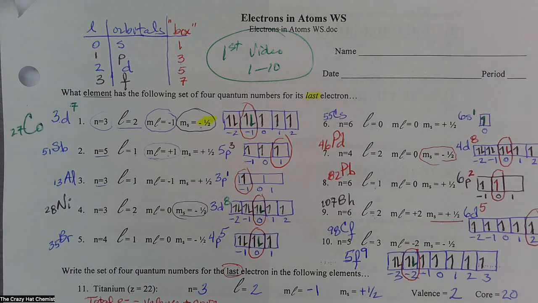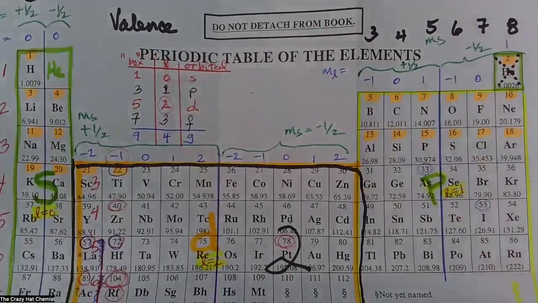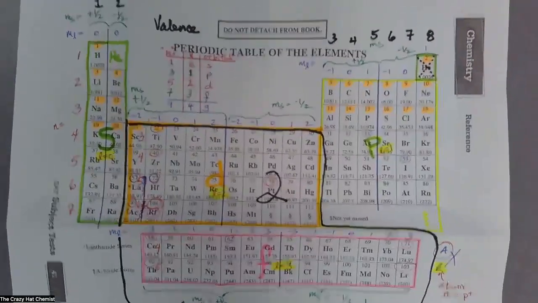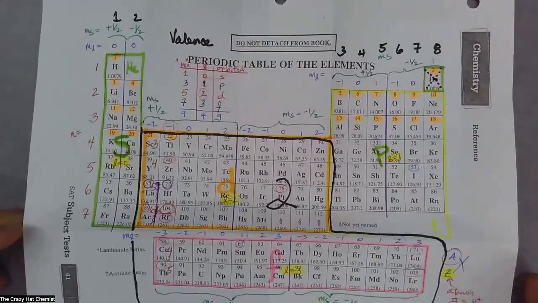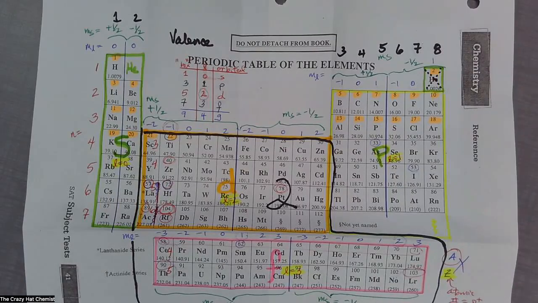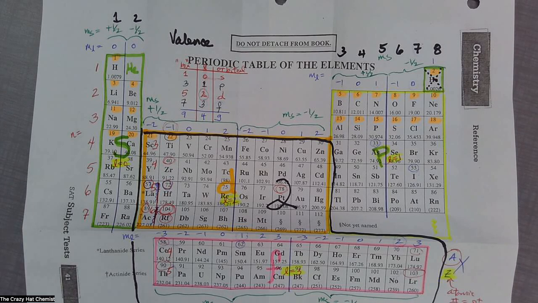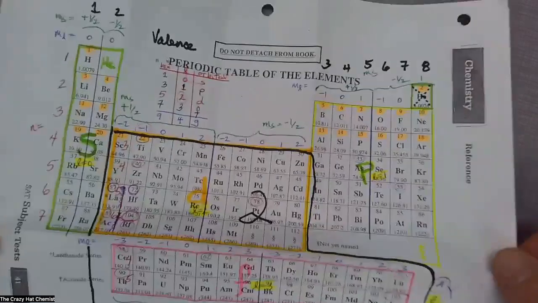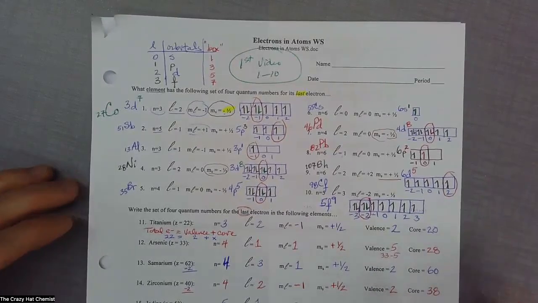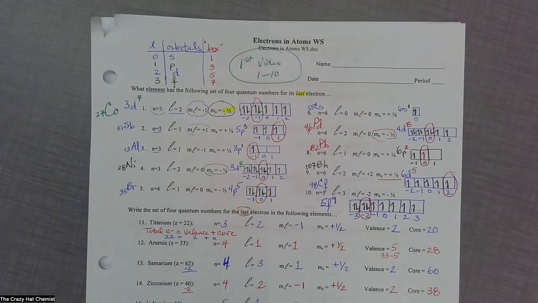All right, so here we go. We're going to continue on with our electrons and atoms worksheet. And just so that you know, we have done a number of things. I have done a video on quantum numbers on the periodic table, which covers what you see right here and more, of course. And then we have done a number of other things related to this.